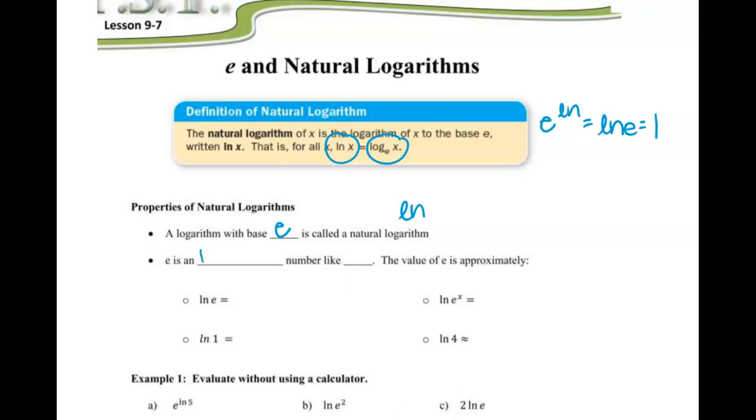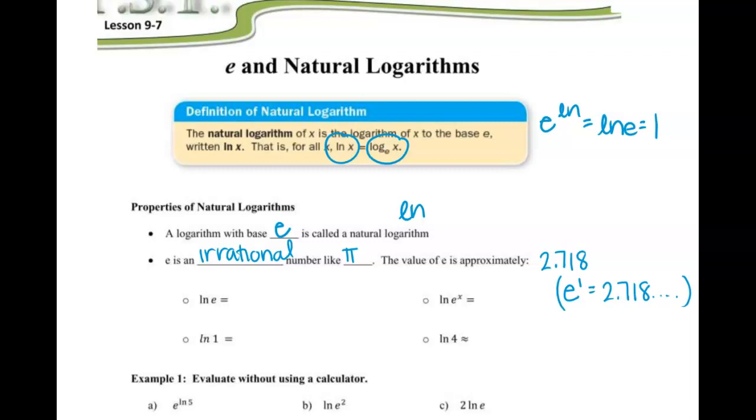e is an irrational number, like pi. Irrational just means it can't be written as a fraction, so it goes on forever. It is about 2.718. So keep in mind, this means that on your calculator, if you do e to the first power, you'll get 2.718, and then a bunch of other numbers.